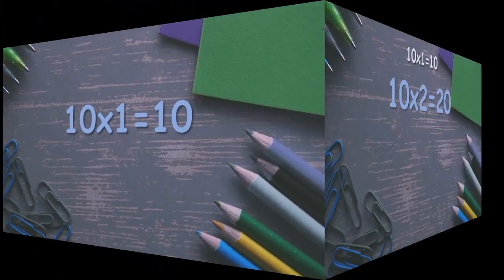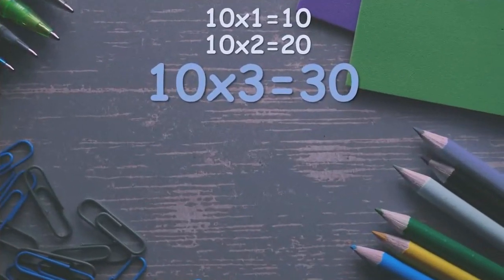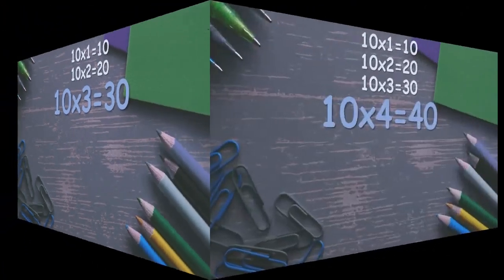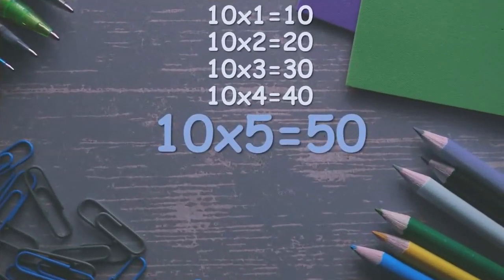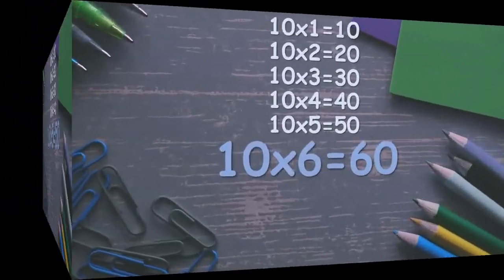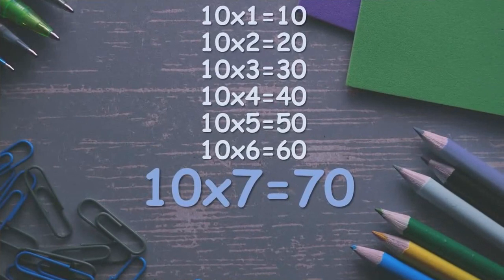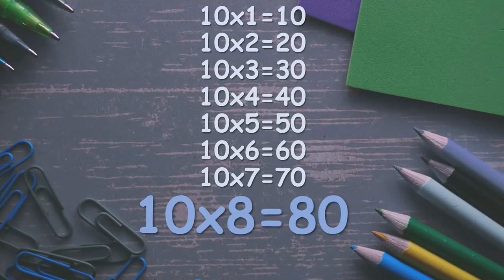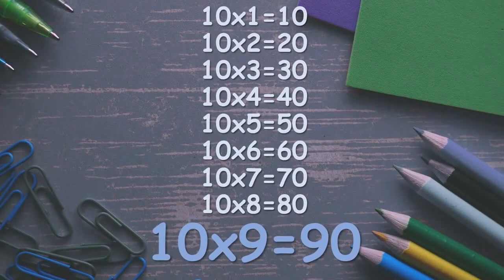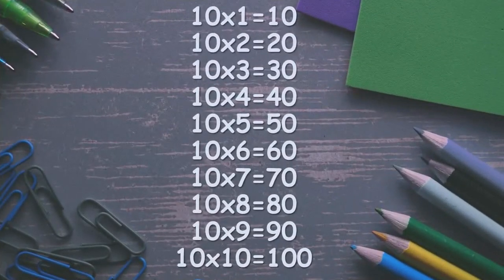Let us repeat. 10 ones are 10, 10 twos are 20, 10 threes are 30, 10 fours are 40, 10 fives are 50, 10 sixes are 60, 10 sevens are 70, 10 eights are 80, 10 nines are 90, and 10 tens are 100. So this is multiplication table of 10.